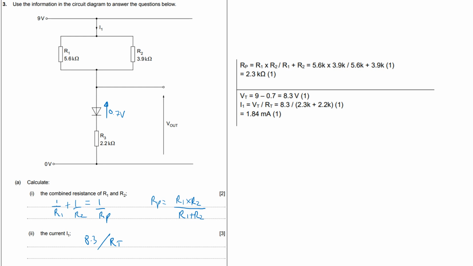So you've got 2.3K for the product over sum, and then obviously you've taken off the 0.7 volts there, and then it's just your bog standard Ohm's law, V over R. Okay, 1.84 milliamps.